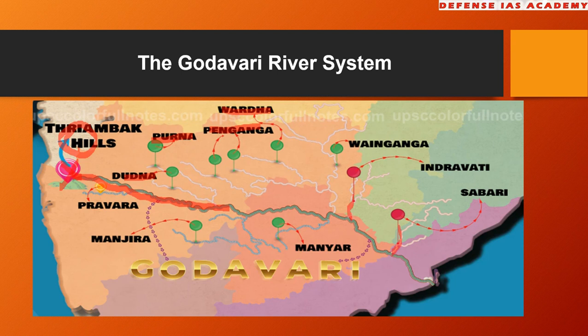Now the other tributaries are the Indravati, then the Sabari system, then the Manjira that is coming into this, then the Pravara, then the Manyar, all of which join the major main river Godavari, and finally it falls into the Bay of Bengal through Arunachal Pradesh.